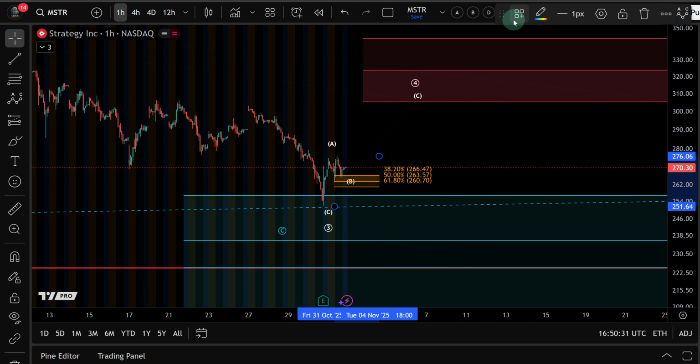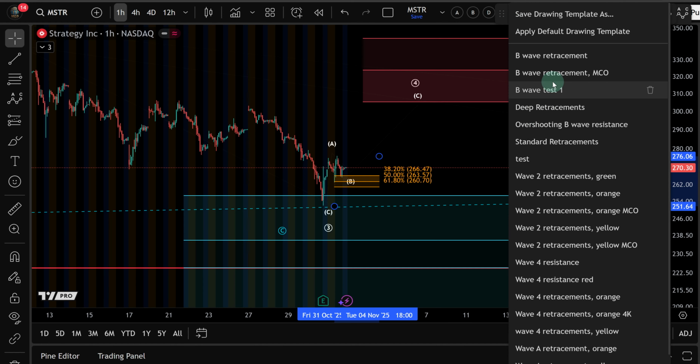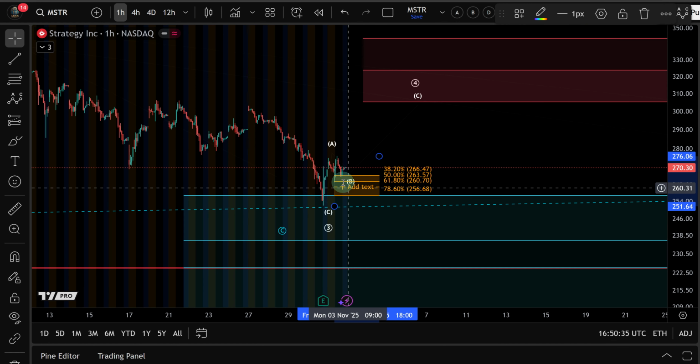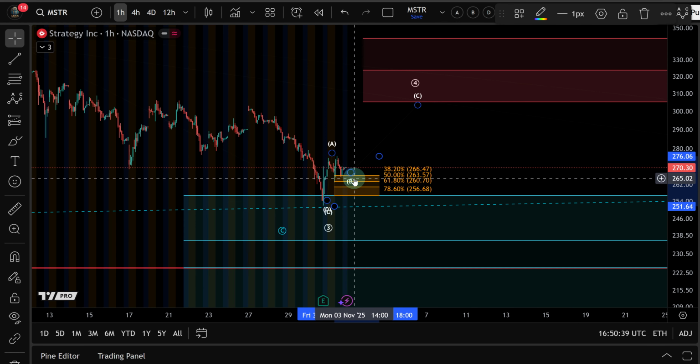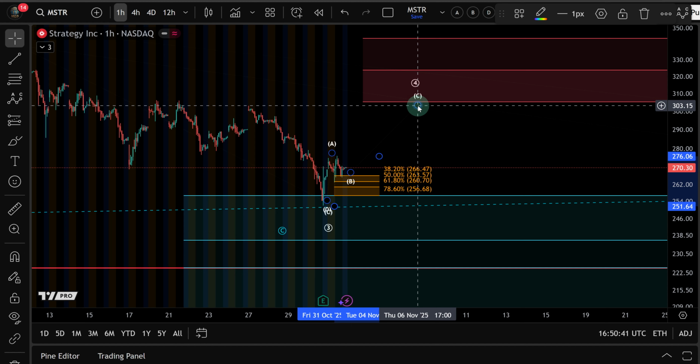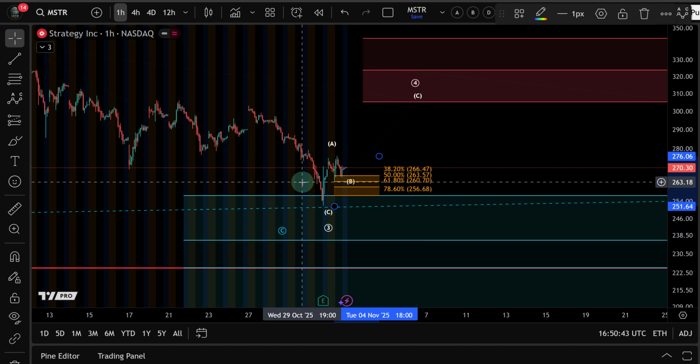So if we now start to see a pullback, then this is the zone where we should see a reaction and a C wave could possibly start. Low confidence, we're trying to identify structures. Not every structure, not every label is a good setup. They are very important to understand. This here is kind of low quality in my opinion.